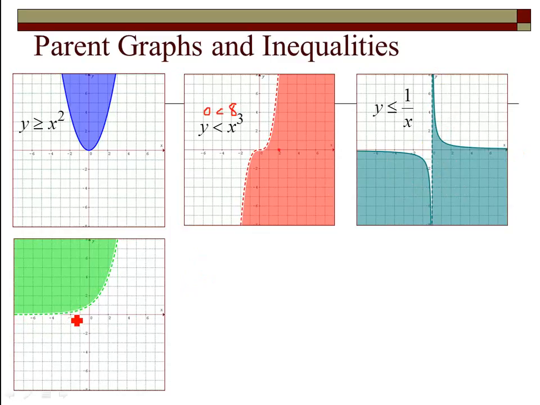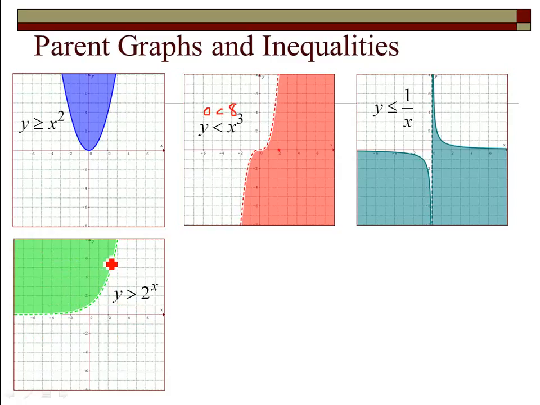Another challenging one we've had is y equals 2 to the x. So here's 2 to the x. My shading's above it. I have a dashed line. So this is the graph of y is greater than 2 to the x. Notice it's shaded above the graph. So it's a greater than. We have to have it in this format where y comes first in order for the above and below idea to work.